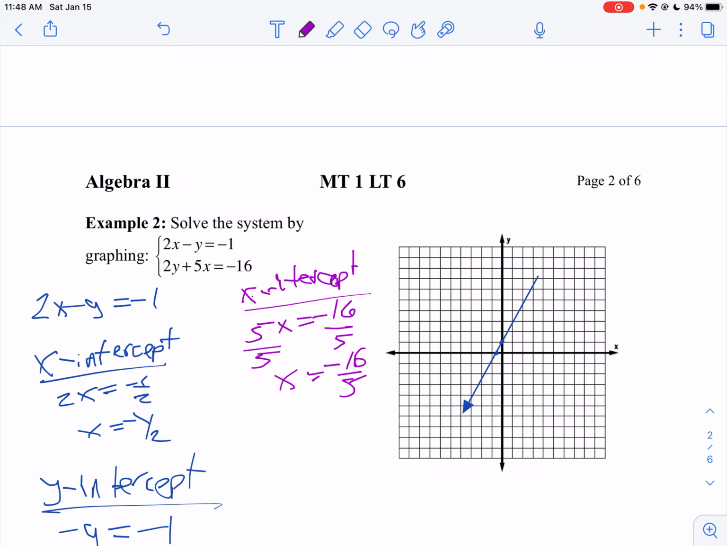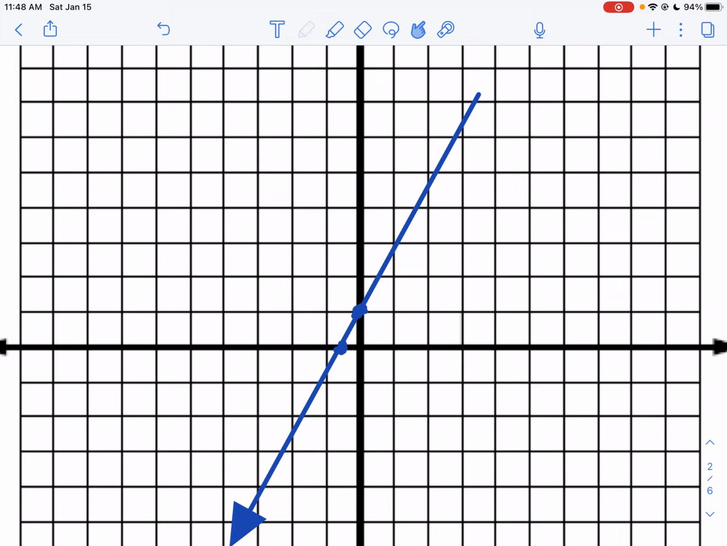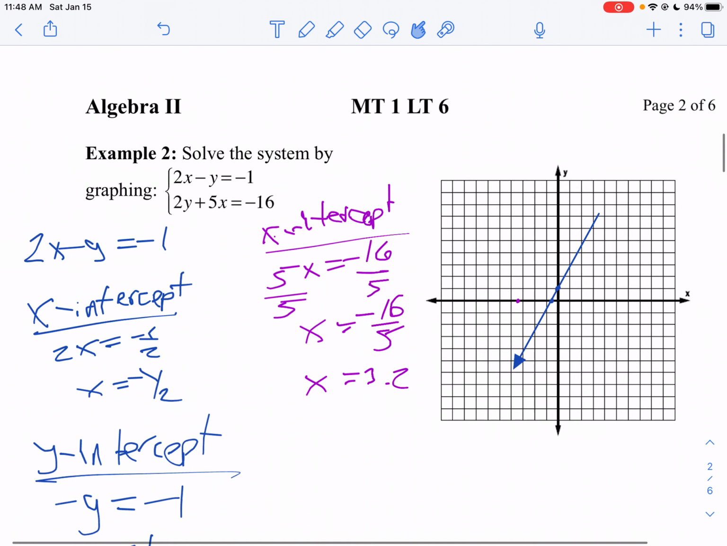Well, that doesn't help me very much when it comes to graphing. So I'm going to take -16, I'll divide it by 5, and that's -3.2. So I'm going to go to the left 3.2 on the x-axis and plot that point. So I'm going to kind of have to guesstimate here. So 1, 2, 3.2 about. And that's the issue we have with graphing. We get these decimals, they're not very nice.